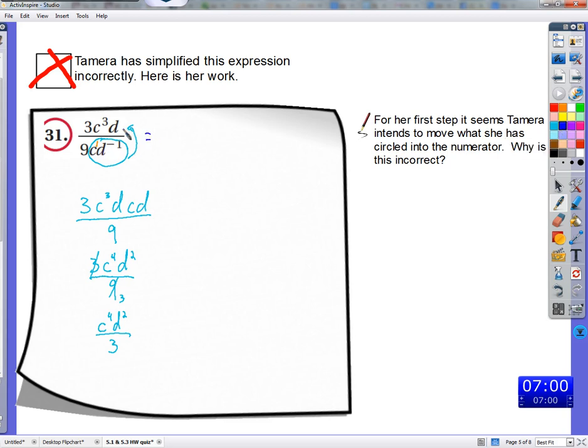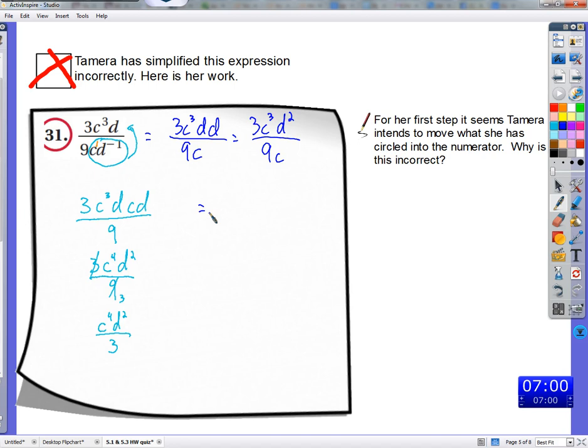So if we move d up here, we get 3c cubed. There's the d that was already there. Here's the d that's moved up from the denominator, 9c. This is pretty clear. D squared, d times d, 9c.